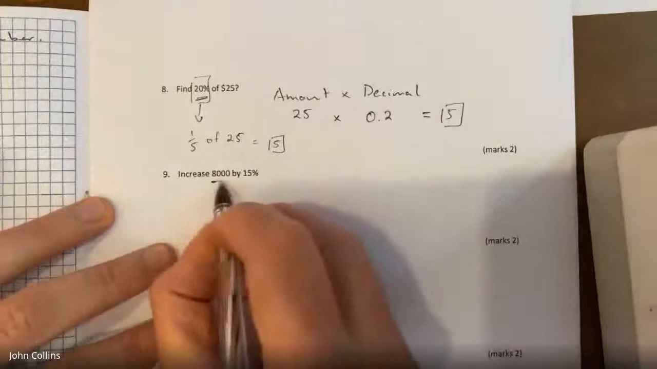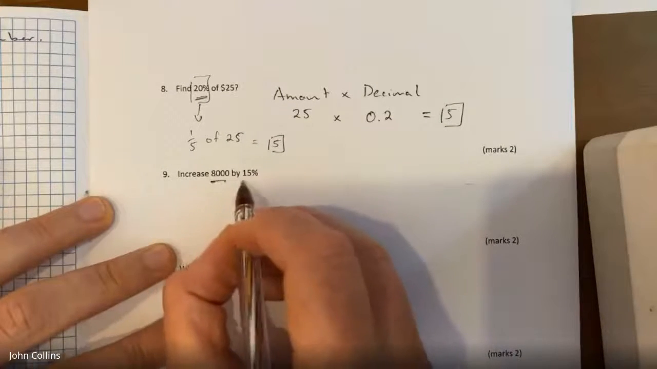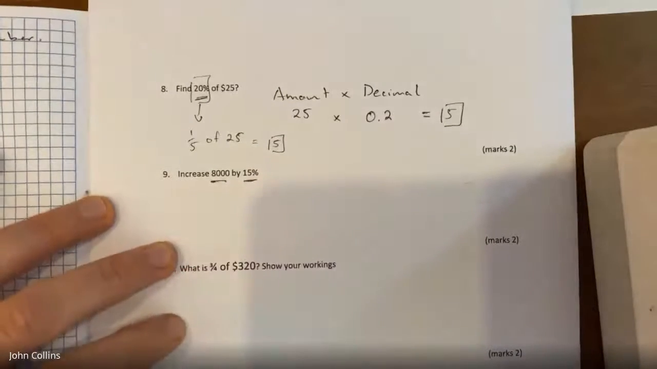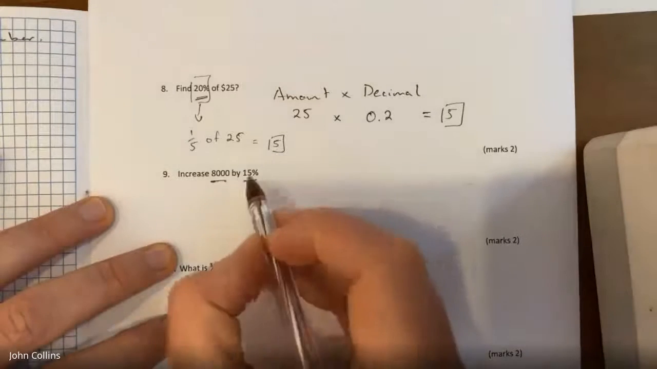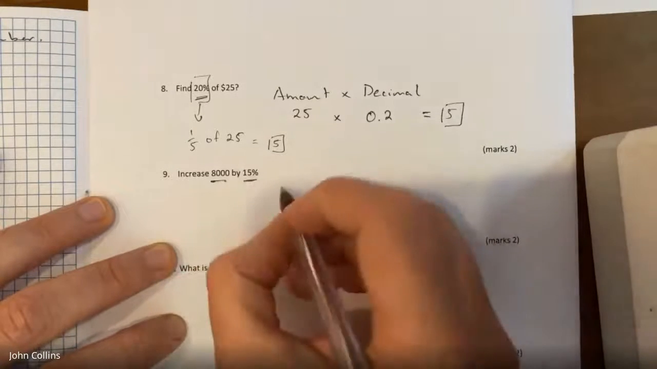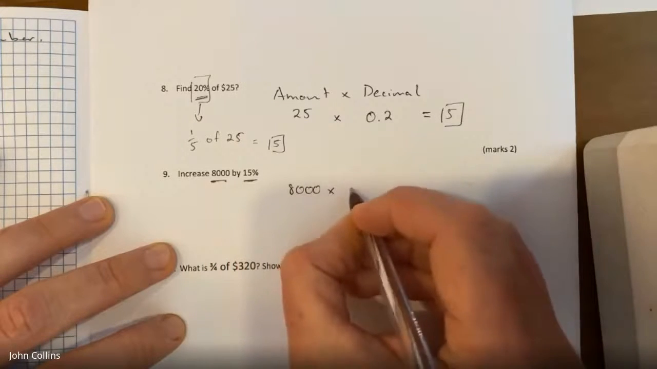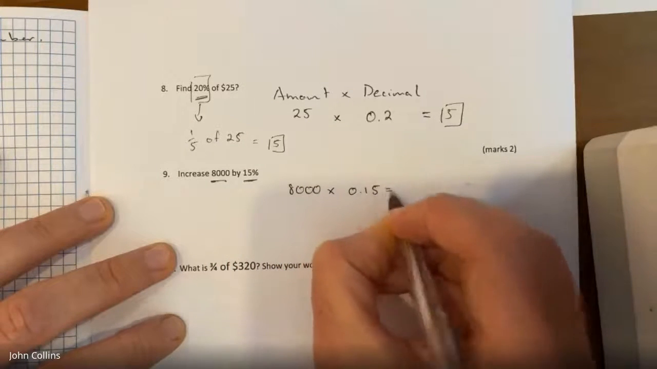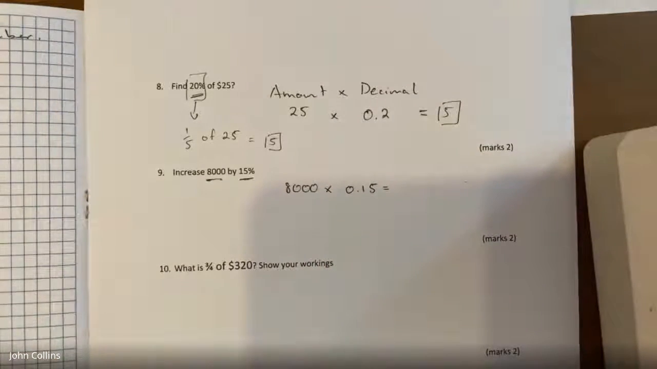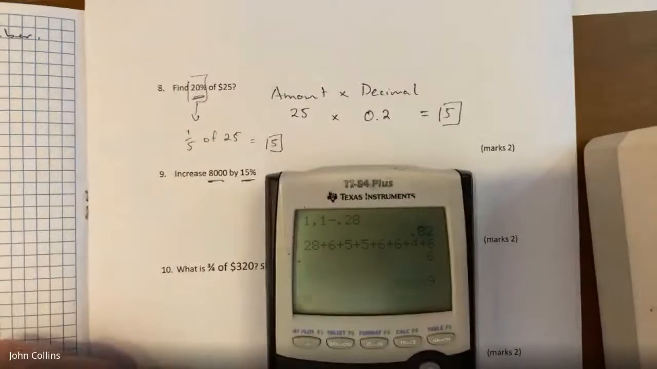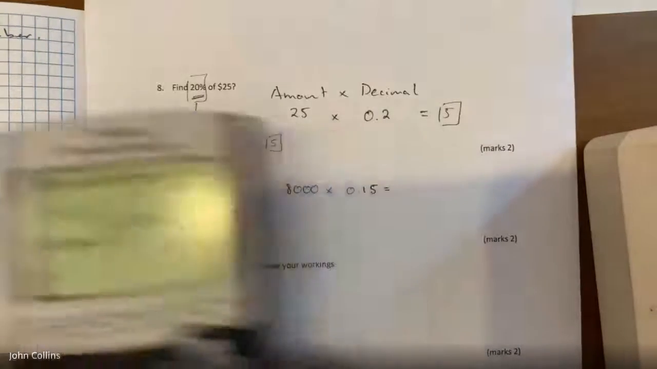Okay, increase 8,000 by 15%. So it's got to be more than 8,000. So we get 15%, and then we add it on. So once again, the amount, 8,000, multiplied by 0.15. When we type that into our calculator, okay, so what do I get? 1,200.